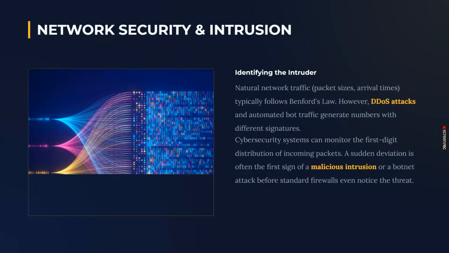Network security and intrusion. Natural network traffic, packet sizes, arrival times, they follow Benford's law. DDoS attacks and automated bot traffic generate numbers with different signatures. So obviously, there's going to be an anomalous distribution of the numbers. These DDoS attacks change the distribution, and so basically, that's the ultimate first sign of malicious intrusion, and then it can be dealt with from there. So I guess it could be used in cybersecurity systems.